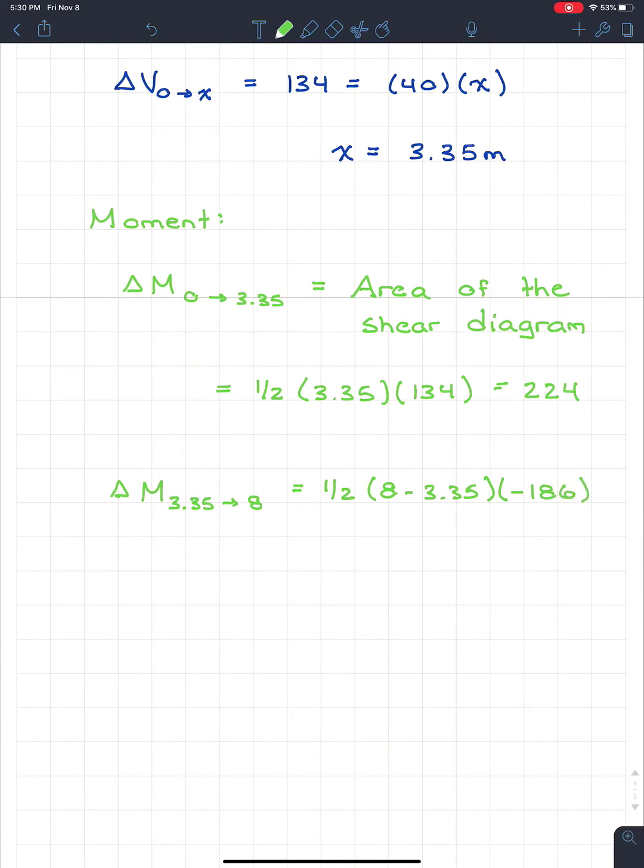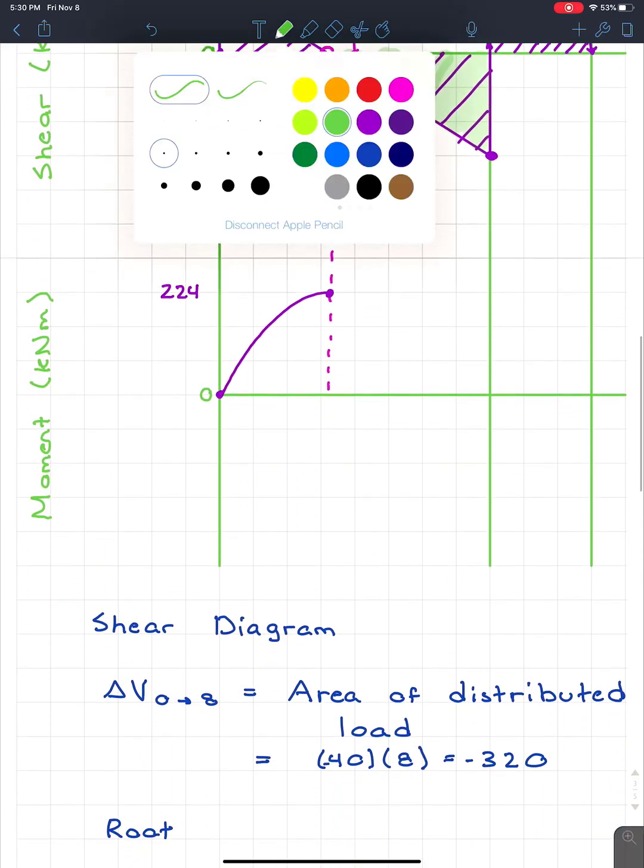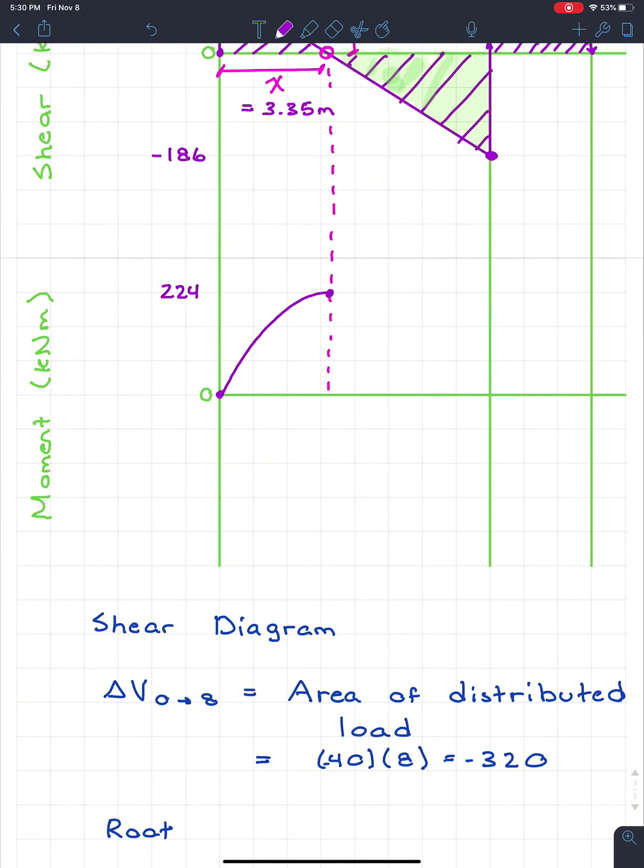And what I'll find here by throwing this on my calculator, so 0.5 times 8 minus 3.35 times negative 186, is I get a value of negative 432. So I know that my moment at x equals 8 is going to have a value of negative 210, because it's going to drop by 432. So we're going to have negative 210.